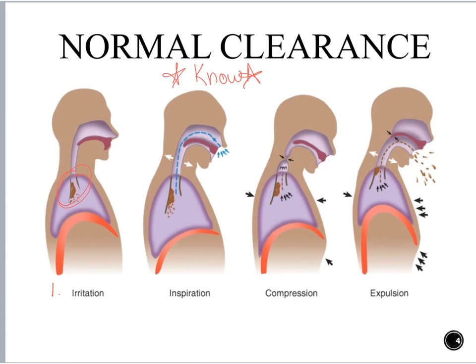Number three would be chemical, so smoke, pollutants, things of that nature. And then number four would be thermal, very hot or very cold. When we get back to campus, you'll notice that if it's cold outside or the classroom's really cold, I cannot stop coughing. It just drives me crazy.